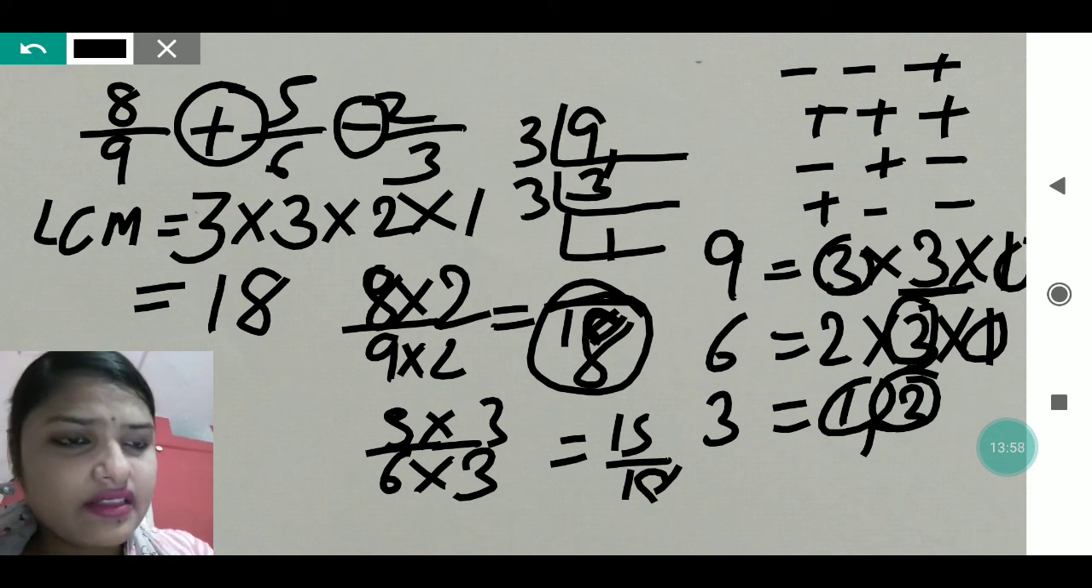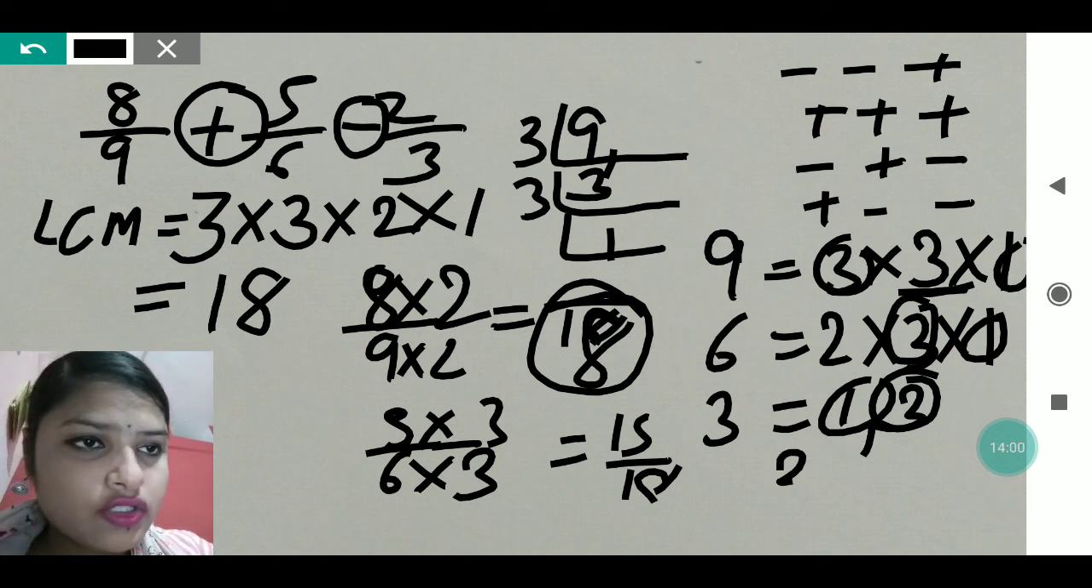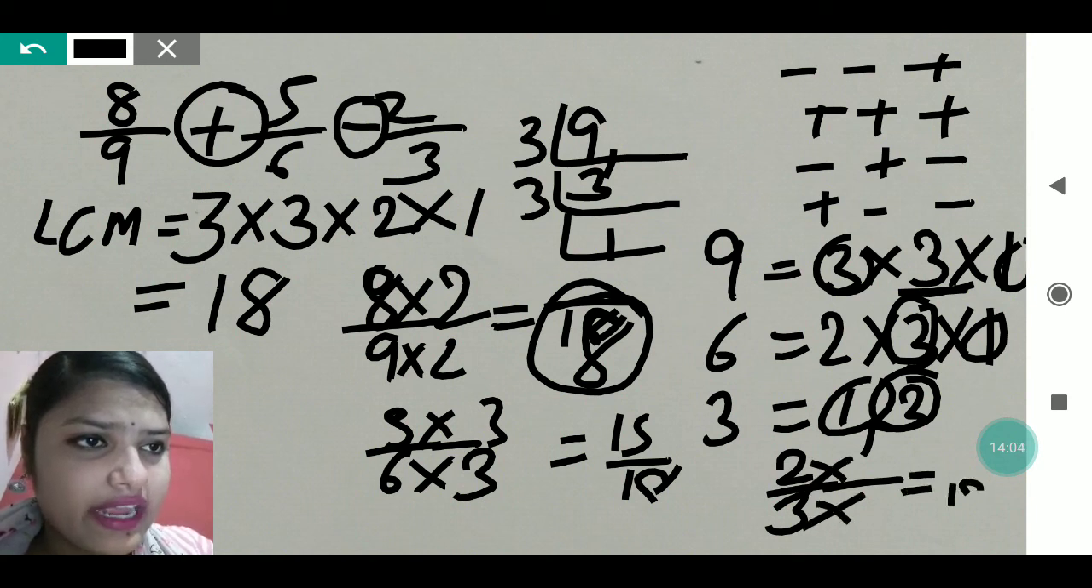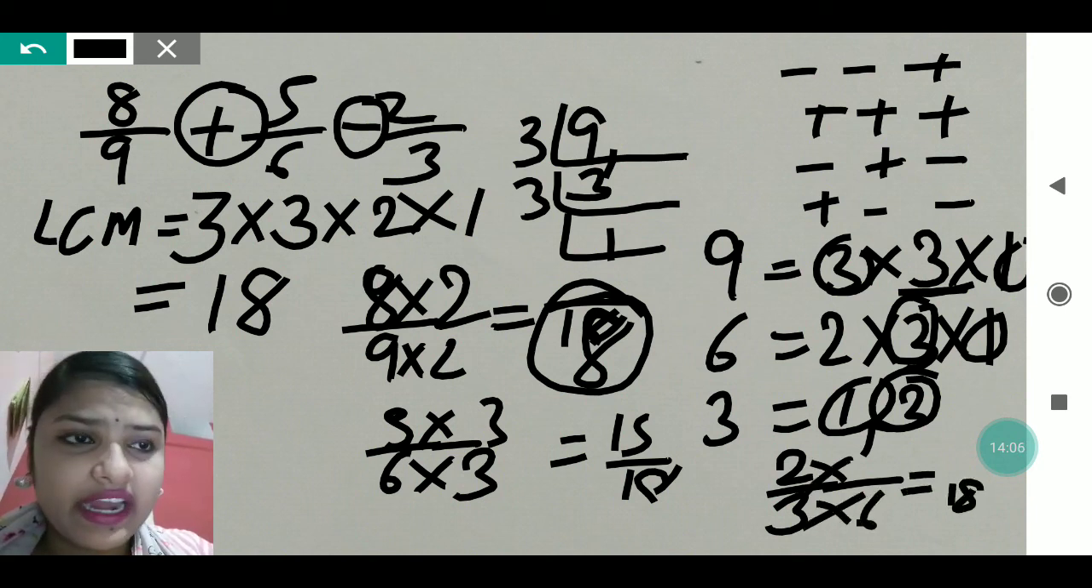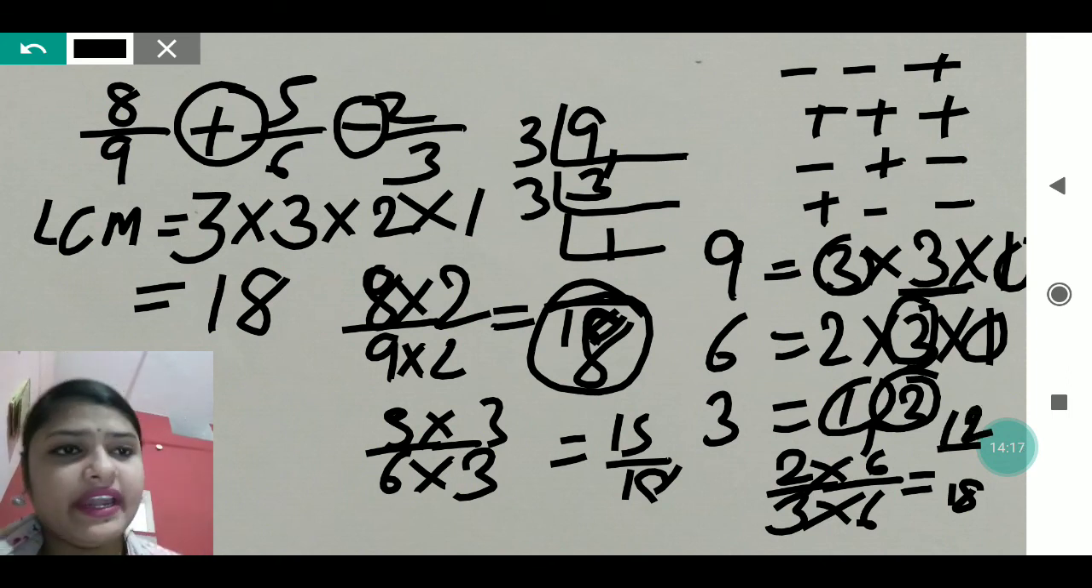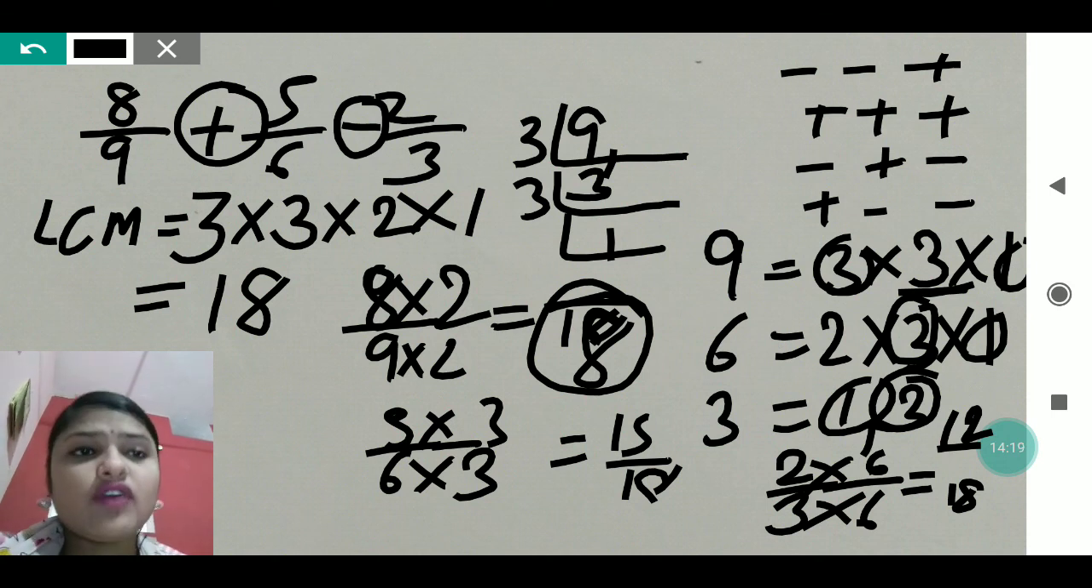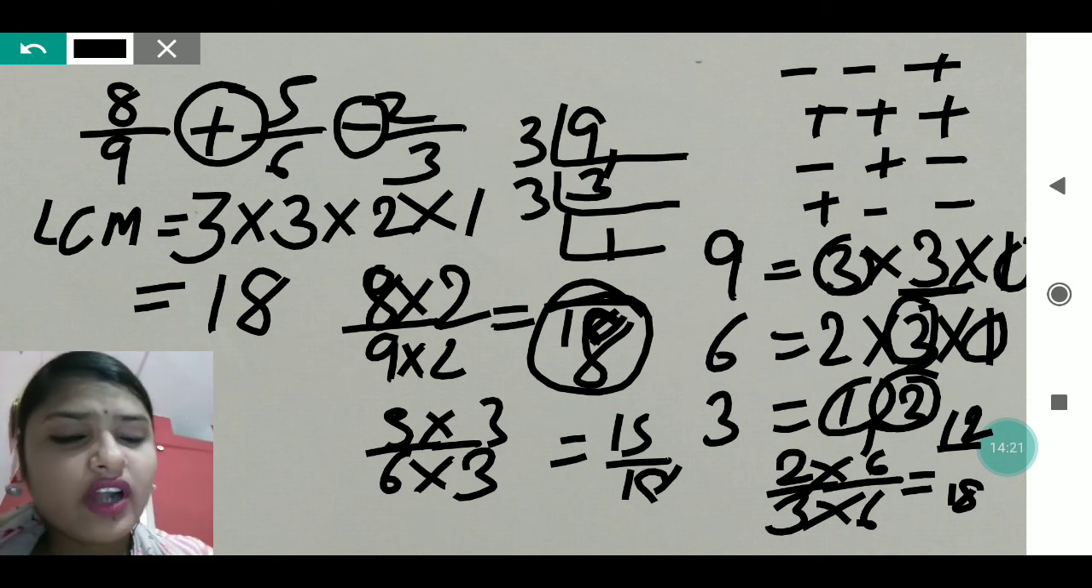Now again just see. 2 by 3. 3 into 6 is 18, and upside also 6. Then upside you will get 2 6s are 12. So 12 by 18. So what have you got? You have got 3 answers.